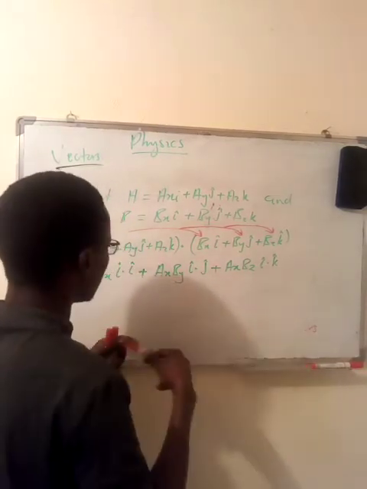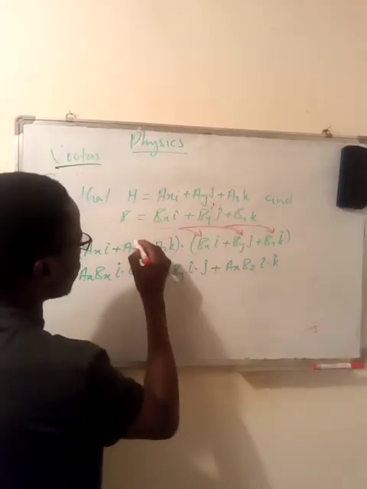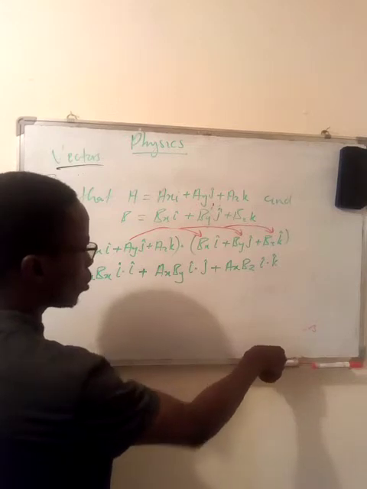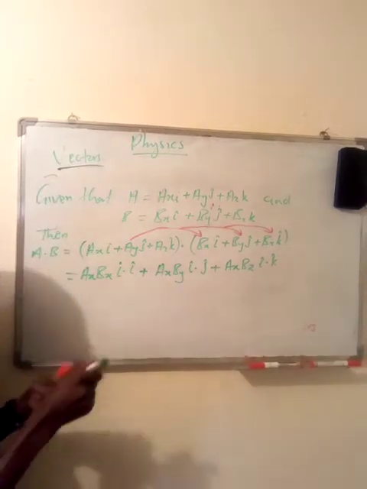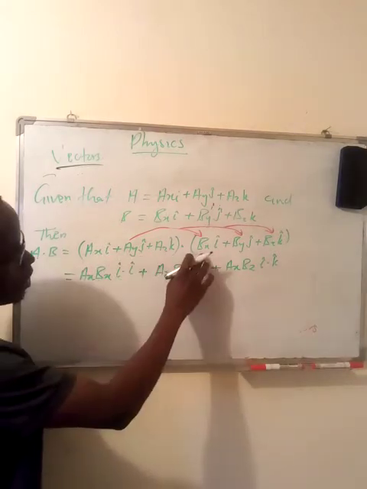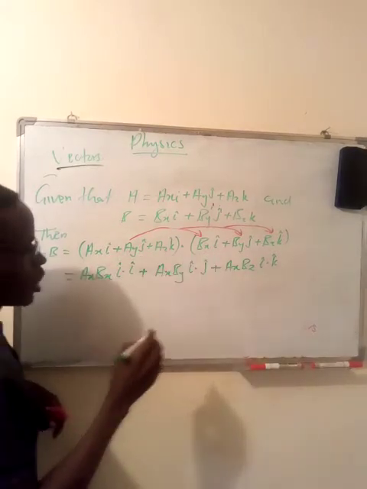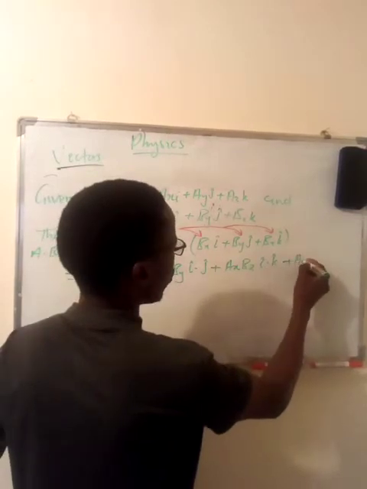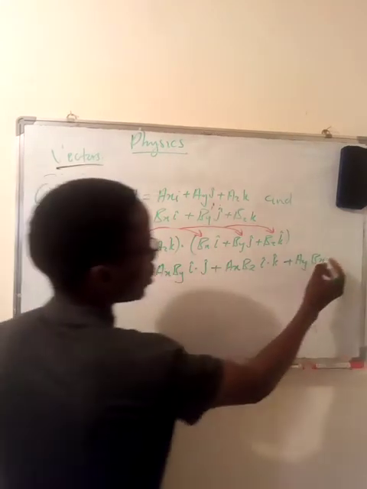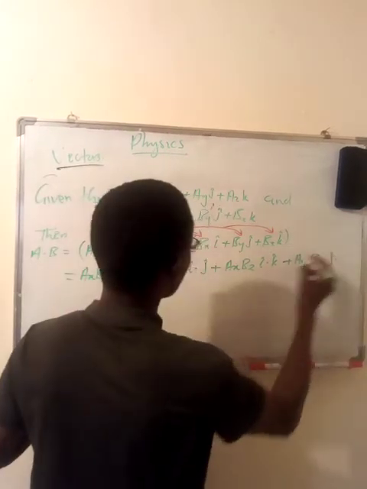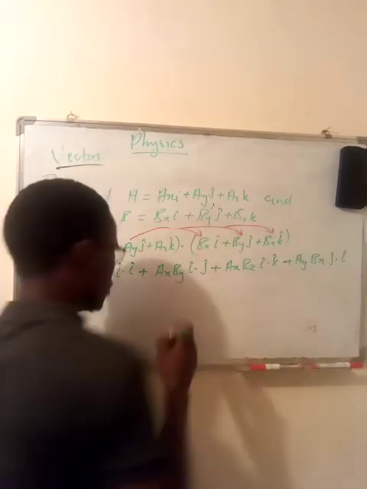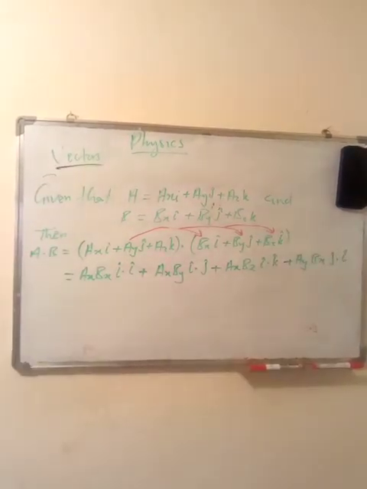We're going to have AZ BY K dot J. Okay? Step by step. All right? Go step by step. You start with AX, go to AY, then finally go to what? AZ. That's how we're going about it. Alright? Then, from there, we multiply AZ by BZ. So we're going to say plus K.